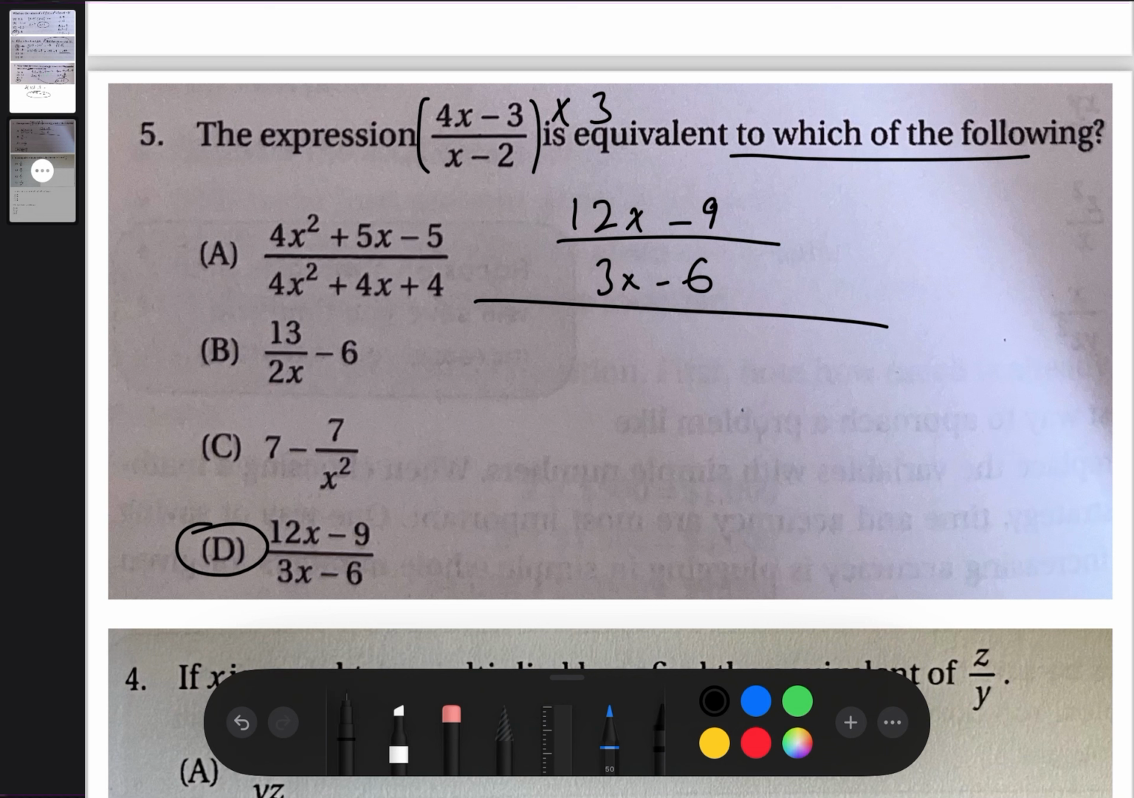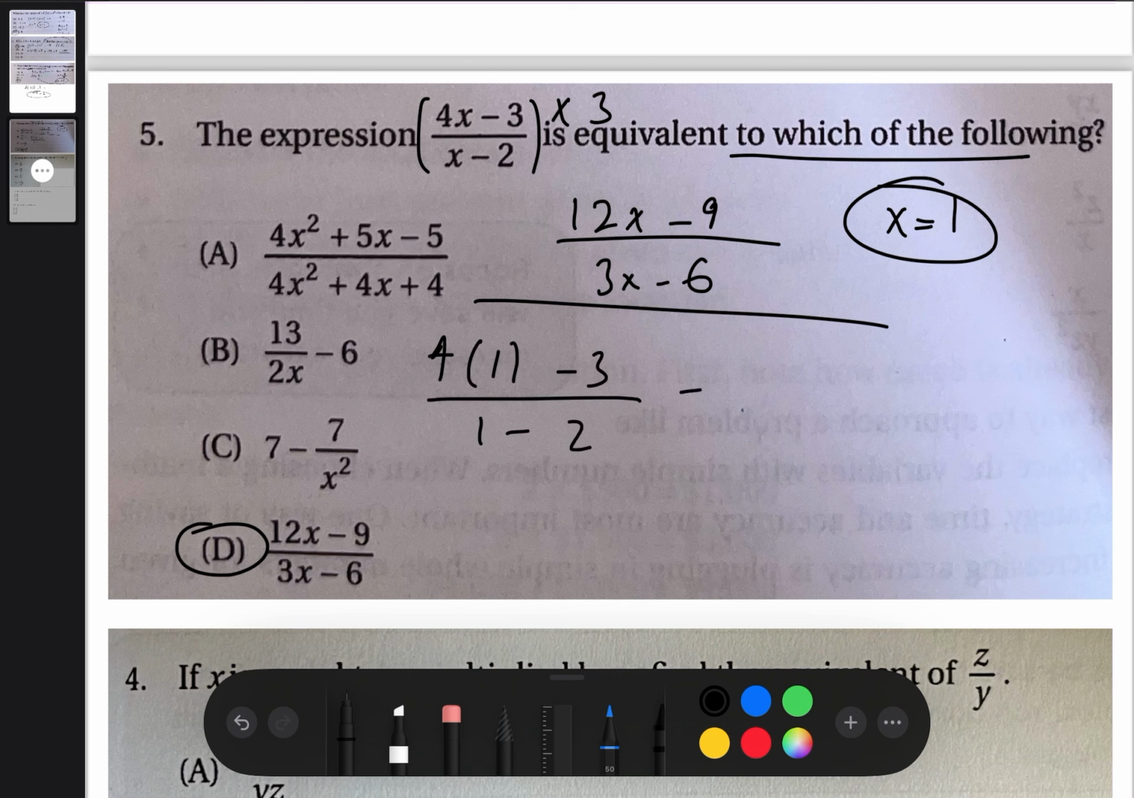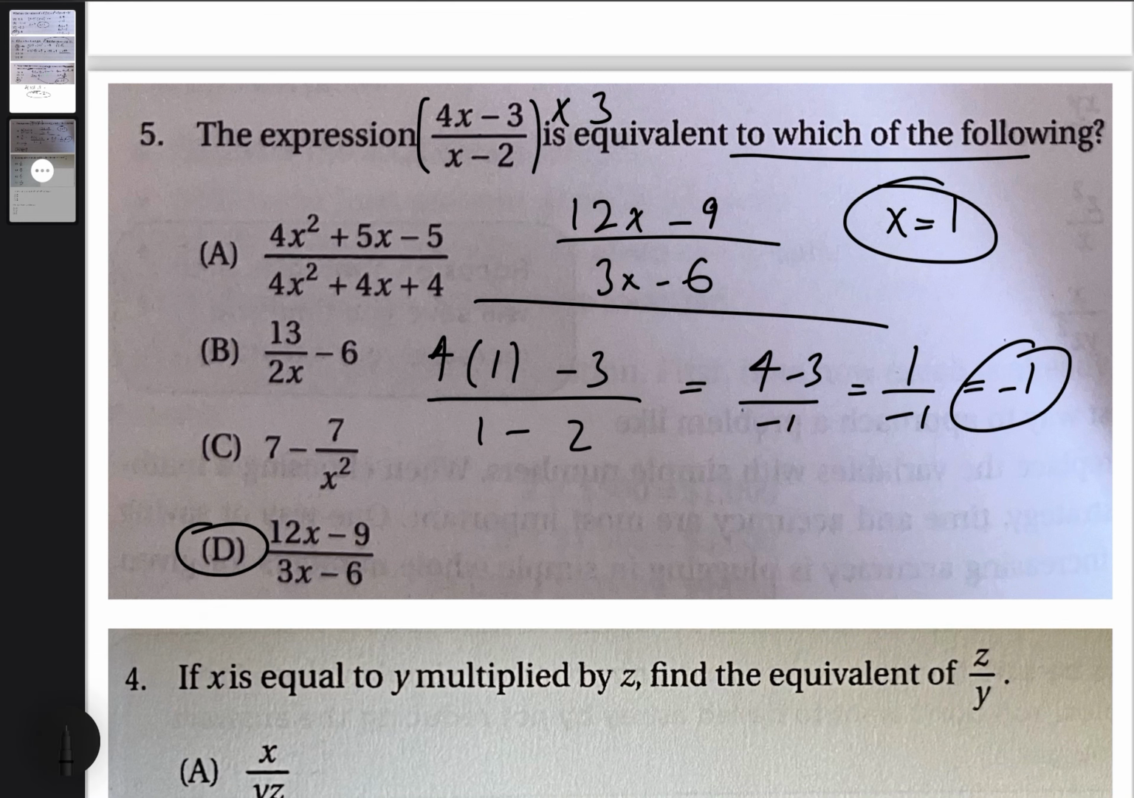But another way of doing it is to assign a value for x. You can say x equals, for example, 1. If you plug that into your original expression, you get 4 times 1 minus 3 over 1 minus 2. That's 4 minus 3 over negative 1, so that's 1 over negative 1. The answer is equal to what? Negative 1, right?